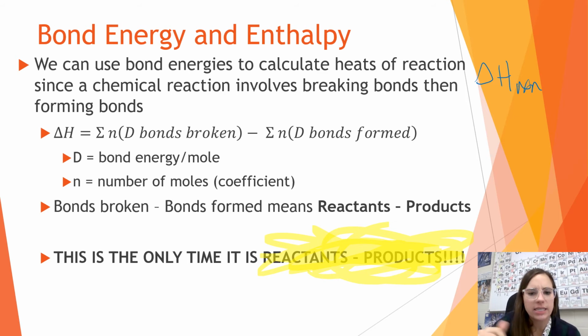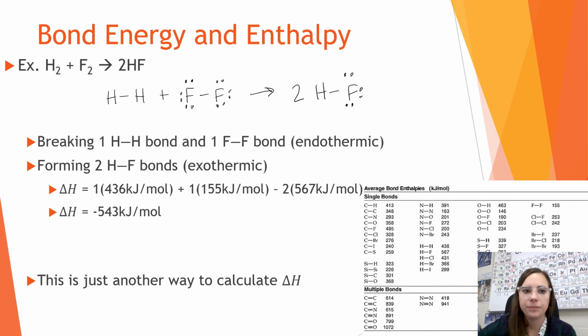Now, why is that? Because we're going to do the energy of bonds broken minus the energy released when bonds form. And so in order to do that, we have to do the bond energies of the reactants minus the products, multiplied by their coefficients, just like the other delta H equation.